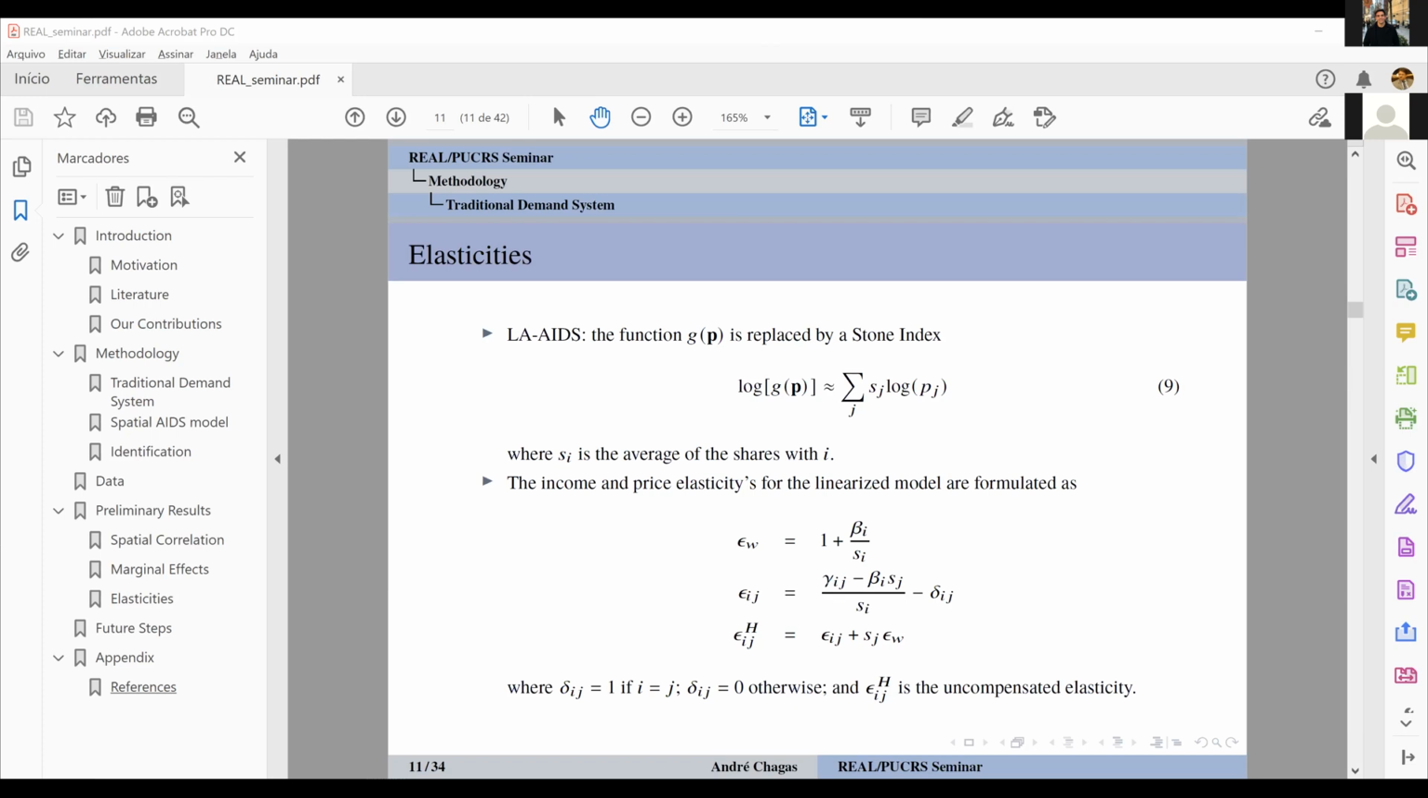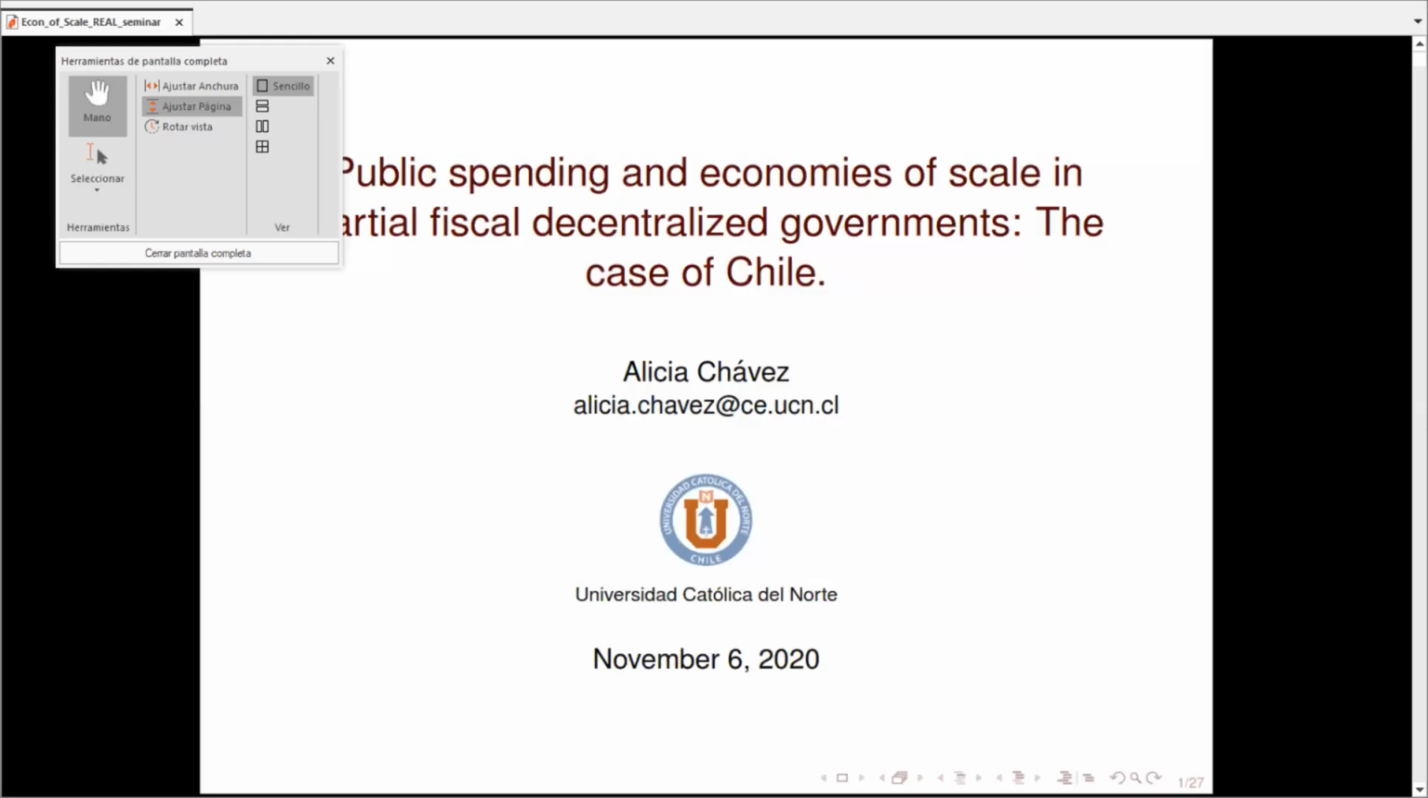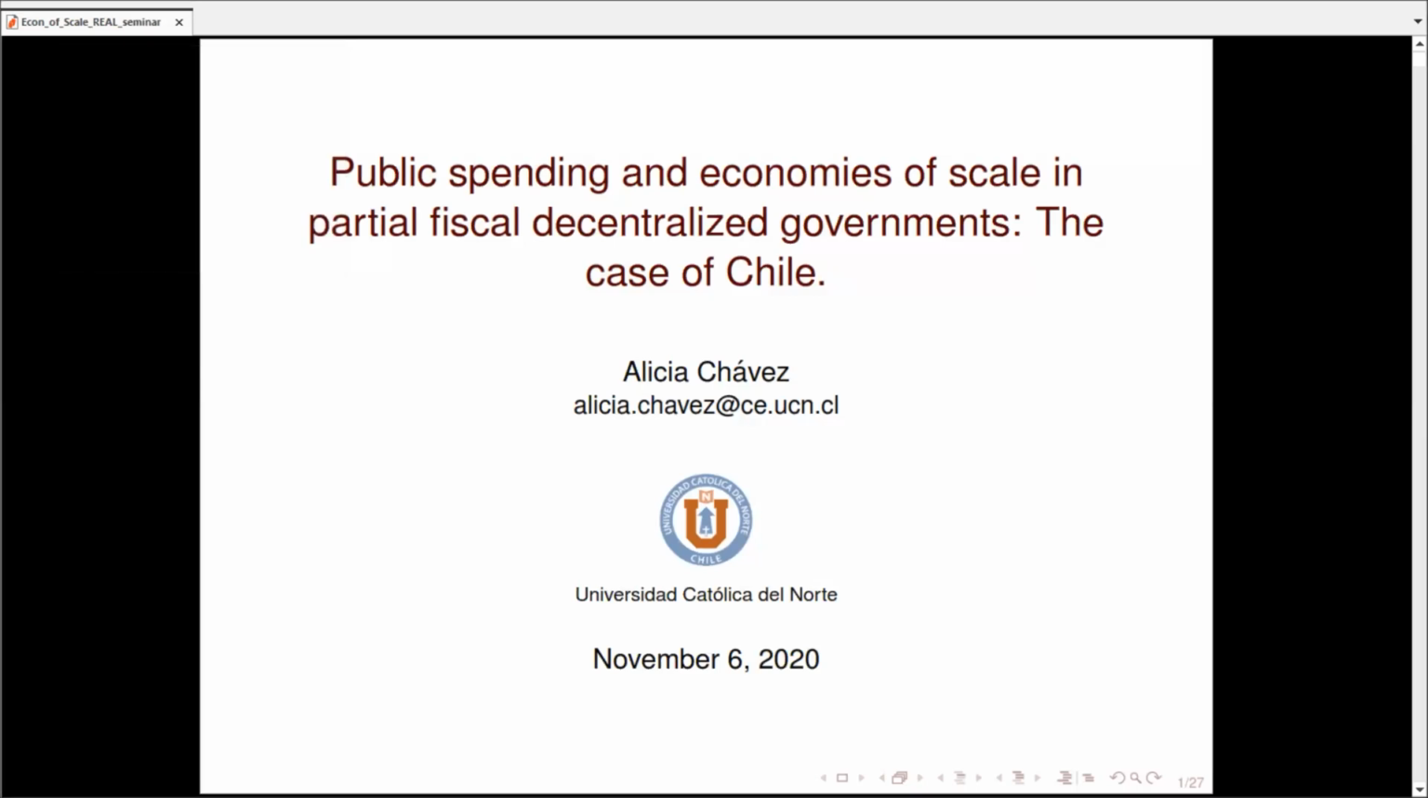2 by Alicia Chávez. So Alicia is currently a PhD student at the Catholic University of the North in Chile. And today she's going to speak about public spending, economies of scale in partial fiscal governments, and she has applied her work to Chile. So Alicia, muchísimas gracias for being with us today, and it's all yours. I can see your slide, so you're ready to go.